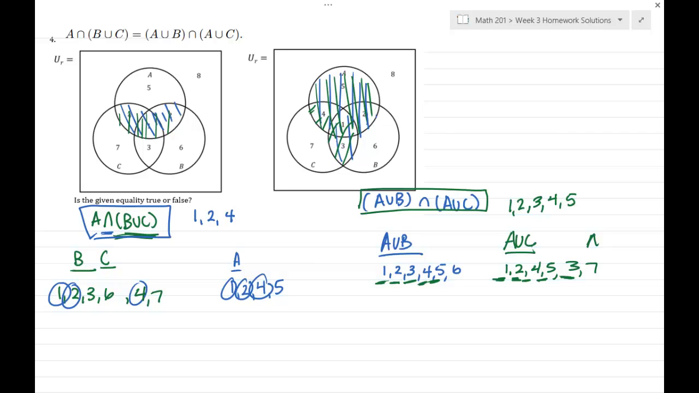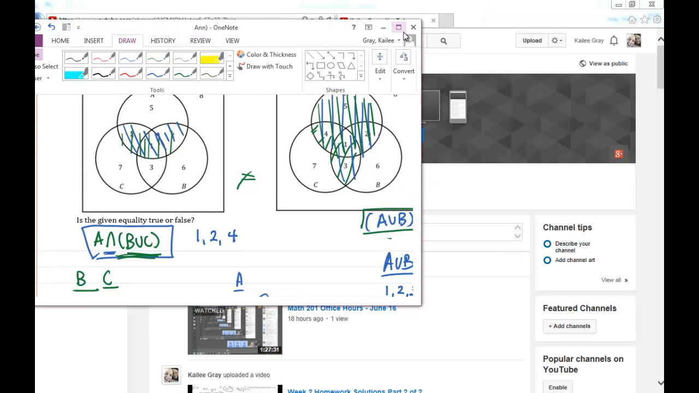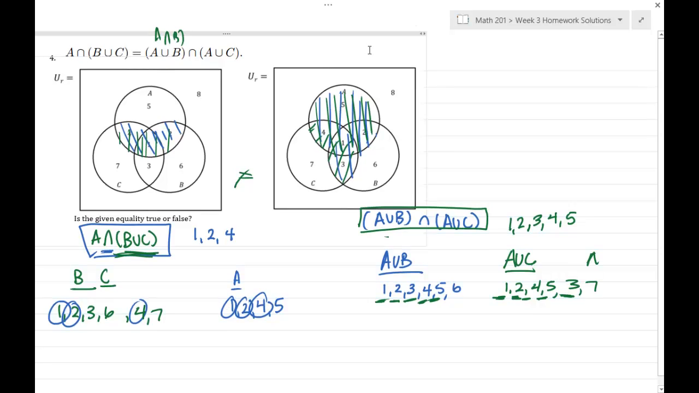Okay, now these are obviously not equal. And that's because when I was first reading this, I was thinking it said A intersect B, union A intersect C. Then I would get a true statement here, but since those operations are switched, it's a lot different story, and they're not equivalent.